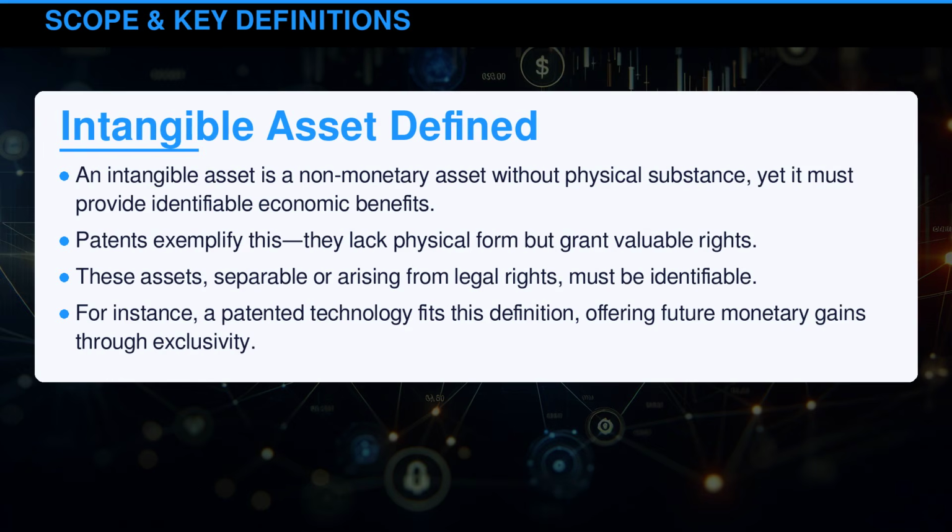An intangible asset is a non-monetary asset without physical substance, yet it must provide identifiable economic benefits. Patents exemplify this. They lack physical form but grant valuable rights. These assets, separable or arising from legal rights, must be identifiable. For instance, a patented technology fits this definition, offering future monetary gains through exclusivity.